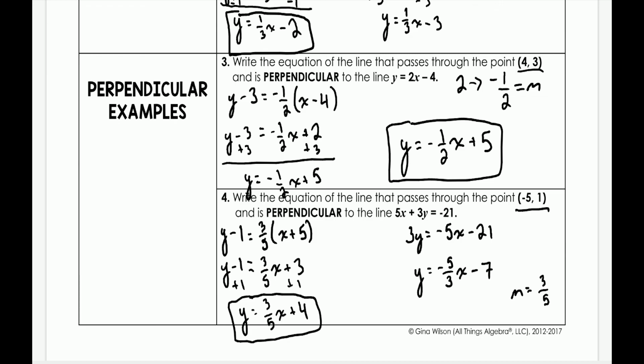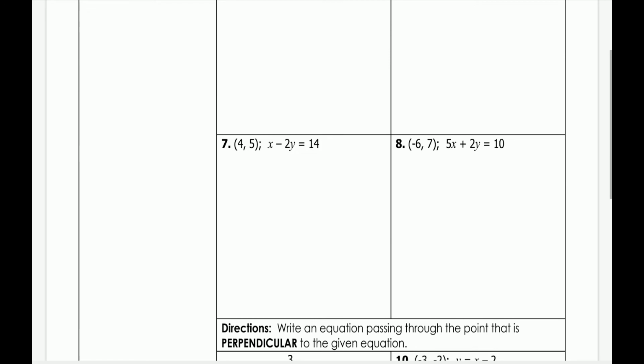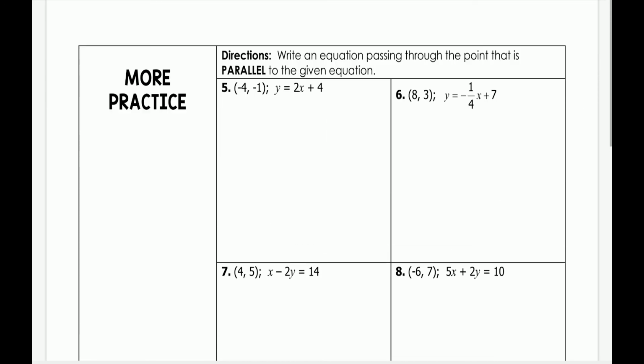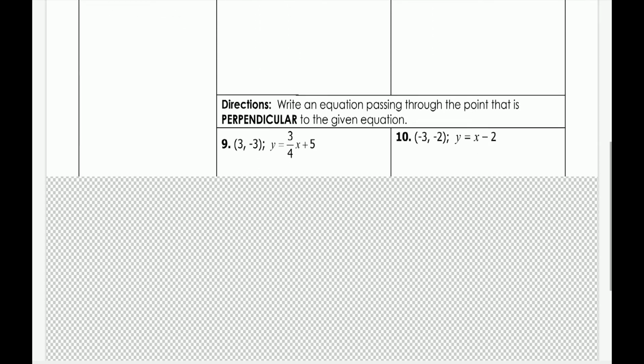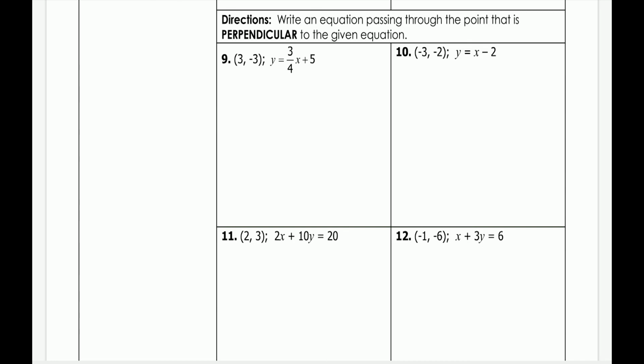So the rest of these problems are going to be yours to try out. There are going to be 4 problems in which you have to write the parallel line, and 4 additional problems where you have to write the perpendicular line. Some will be already in slope-intercept form. Others are going to be in standard form. But I think you should be able to do this.